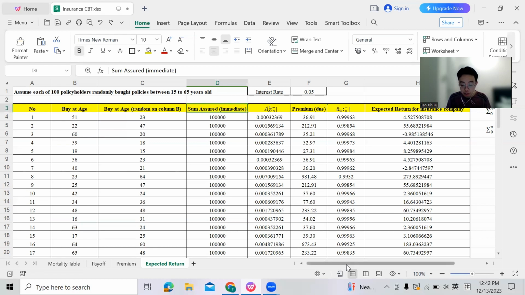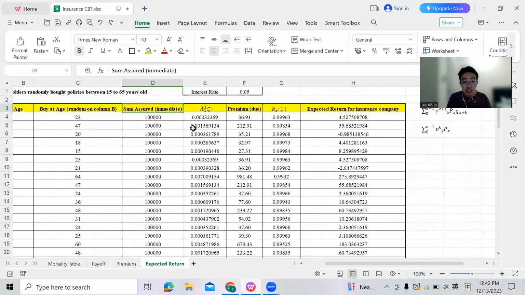To compare the different interest rates, we just change the interest rate here to get the different profit and loss. Lastly, we make a comparison of the different profit and loss to get the best interest rate. So here is the extra information for the notation.